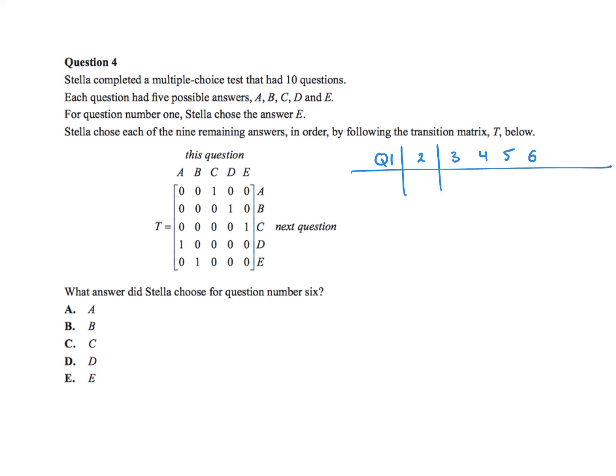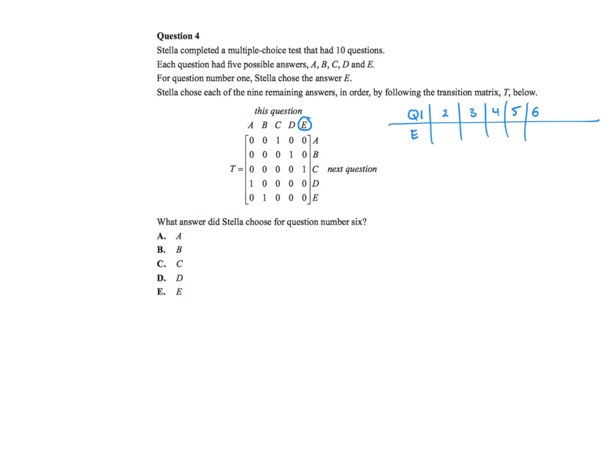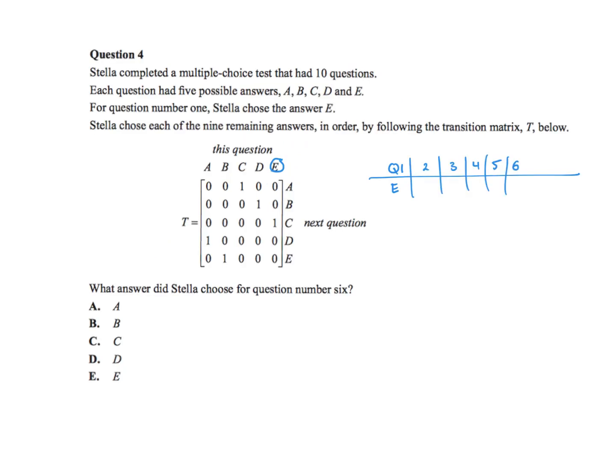Okay, so we were told what she selected for question 1, it was E. That means on this question I'm on E, and if you look down E, there's a 1 on C. So that's what she picks for the next question. So for question 2, she's going to be on C. Now you pretend you're on this question. I'm on C, and you look down and you see the 1 is on A. So you're now on A.